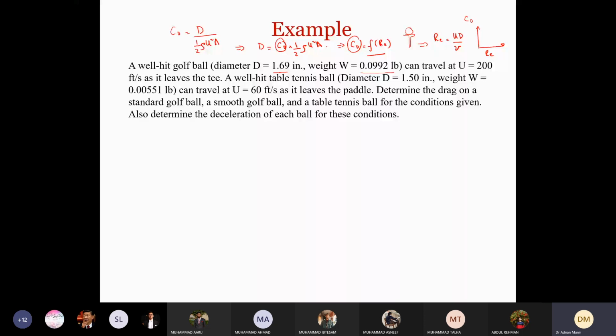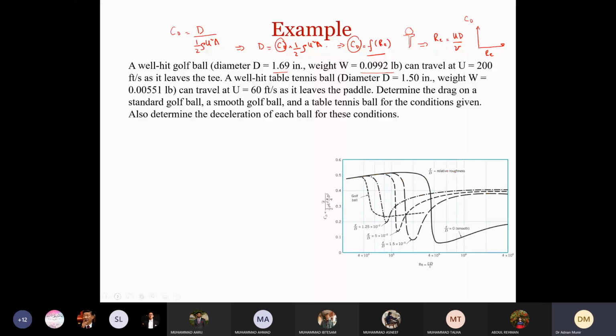Now this is the graph, a plot of Reynolds number on the x-axis versus CD on the y-axis, and this is for the golf ball. Once we find the value of Reynolds number, we can work out the value of CD from this plot. So for either ball, the drag can be obtained from this equation that we saw. This is just rearranging that equation.